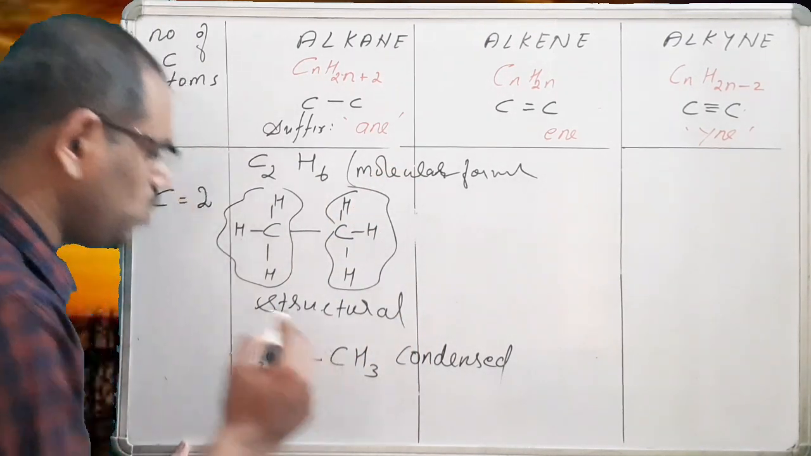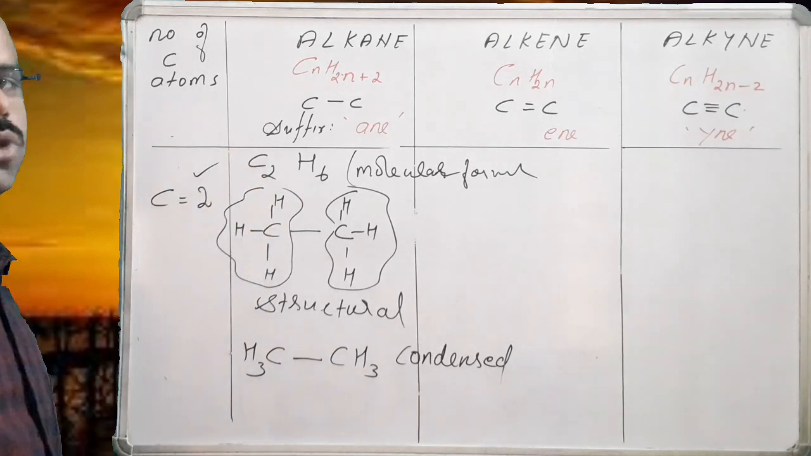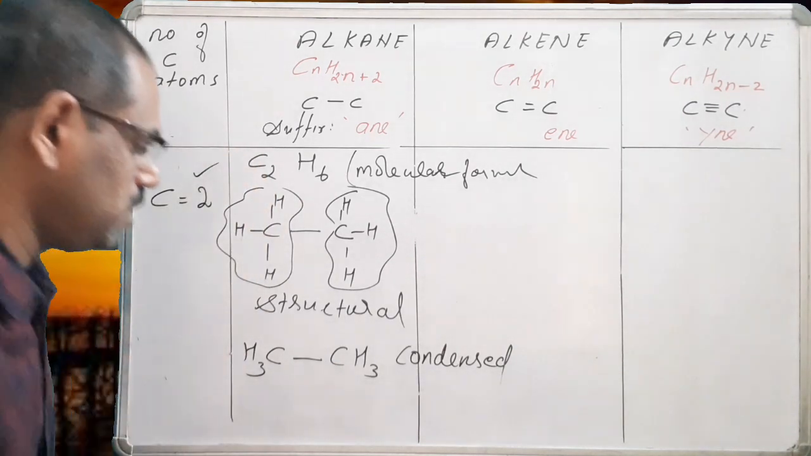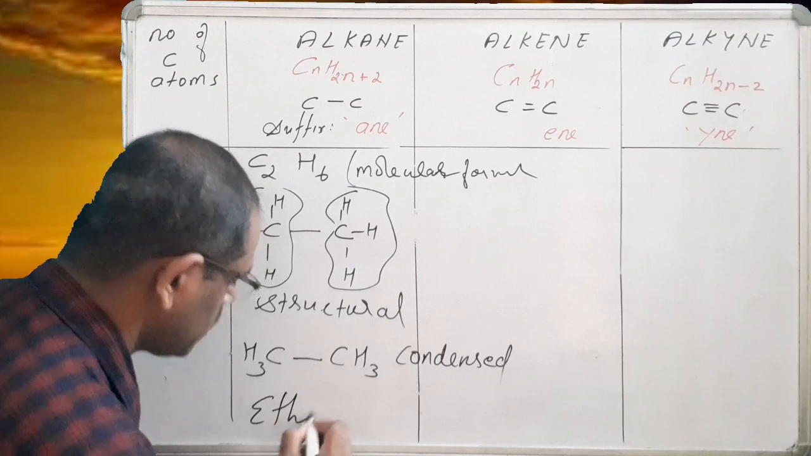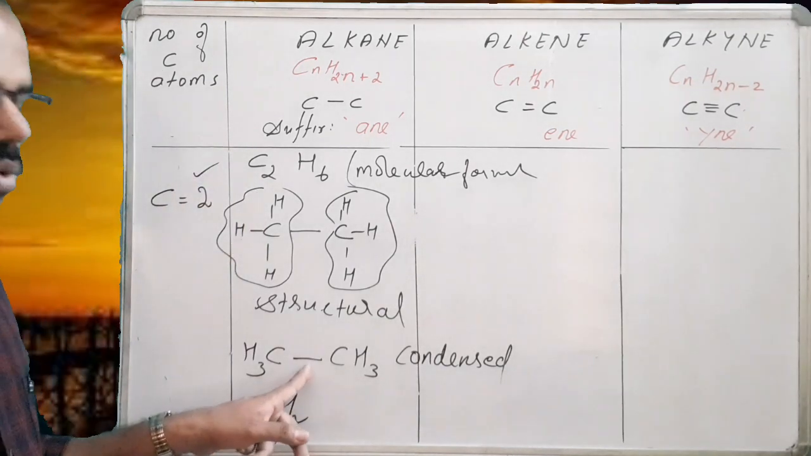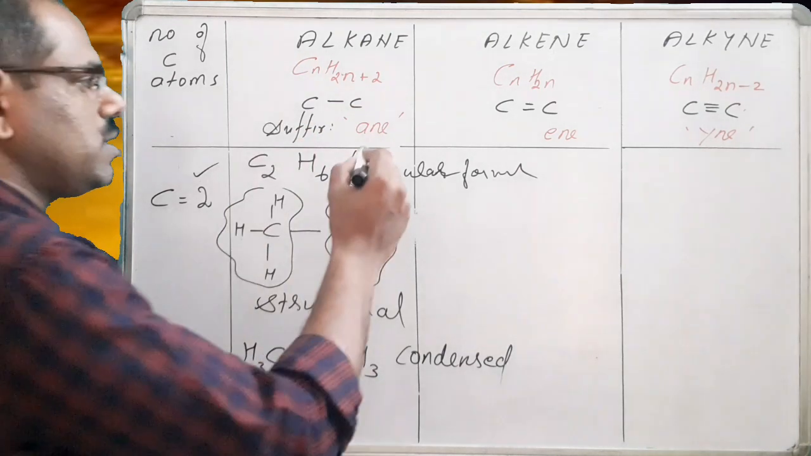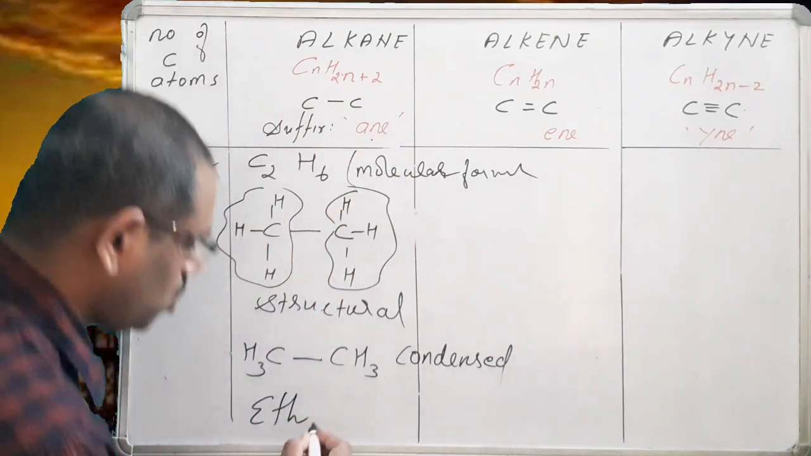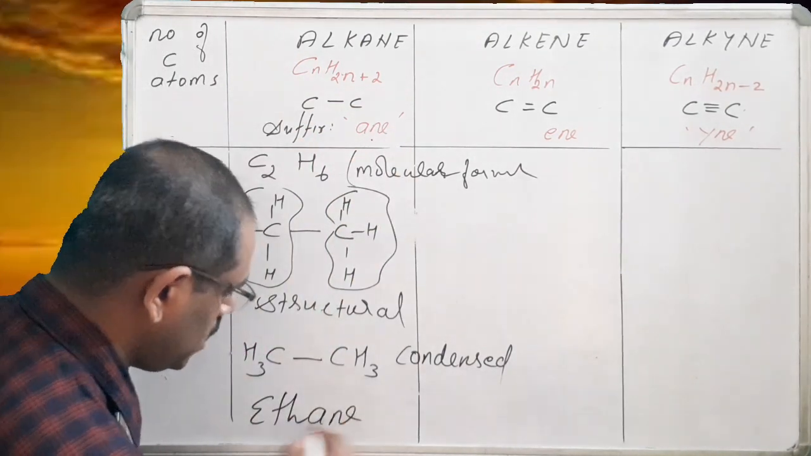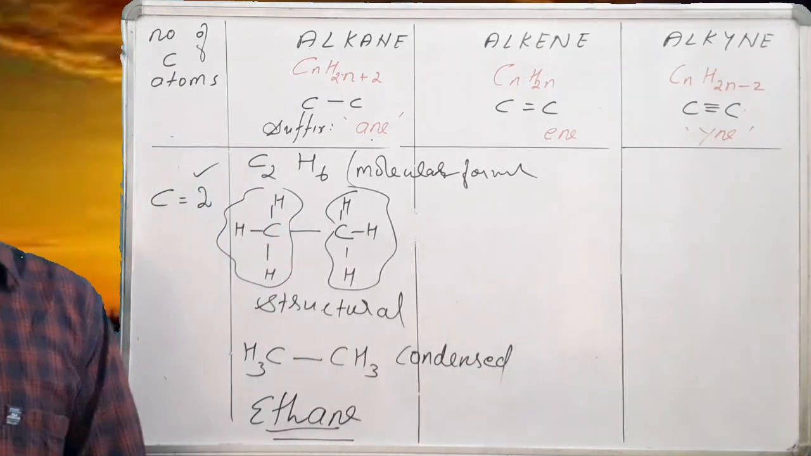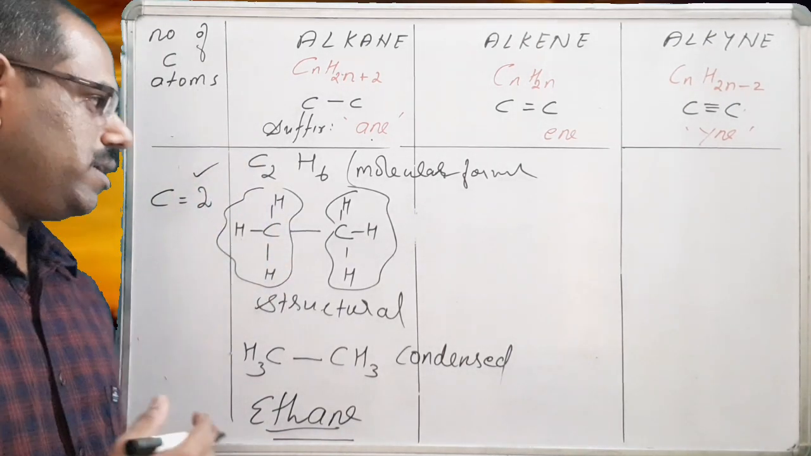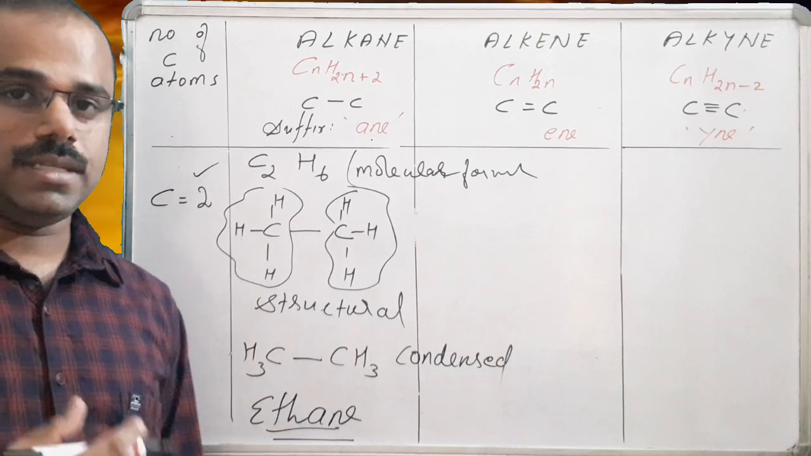So there are 2 carbons there, the C is equal to 2. What is the word root we use? We use the word root eth. And since it is only single bond, compounds are alkane. So we use the suffix ane. So eth plus ane, we get the word ethane. The compound is known as ethane. C2H6 is known as ethane.